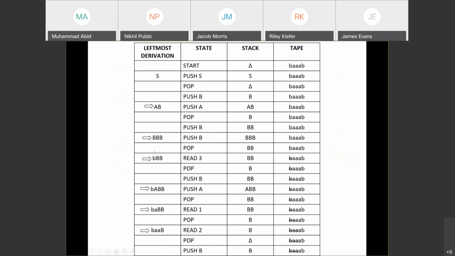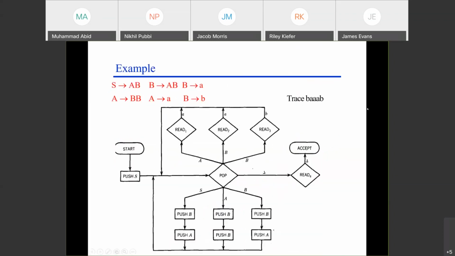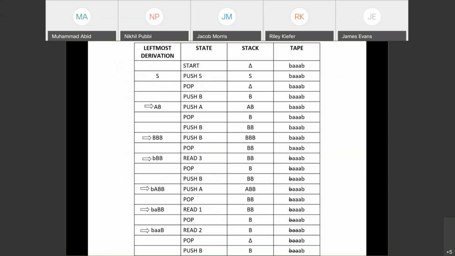So now look at this one. You are tracing this. You are saying that I have this word, and I want to trace it in this machine, to see whether this word will be accepted or rejected by this machine. So we start from here and we say push S. Look at the next page. We start at the initial state, the stack is empty, and the tape has this word.